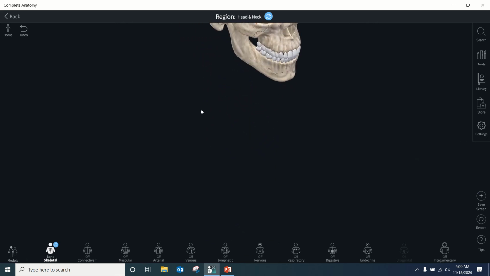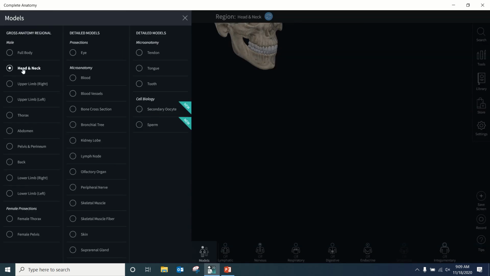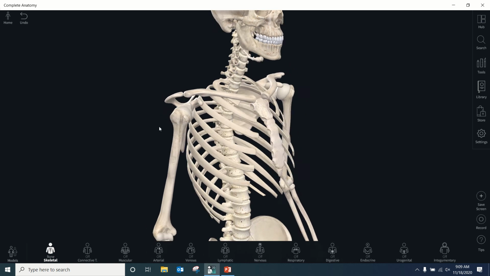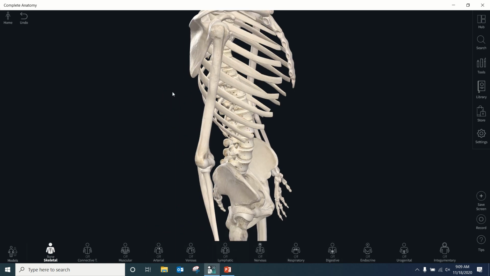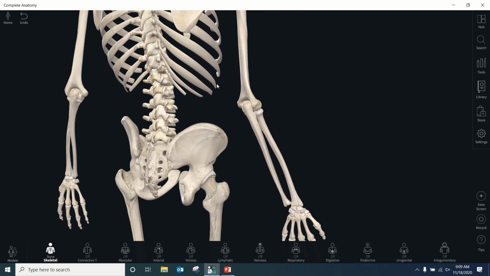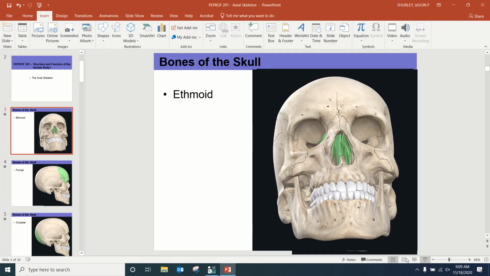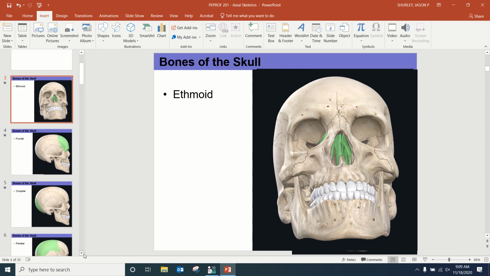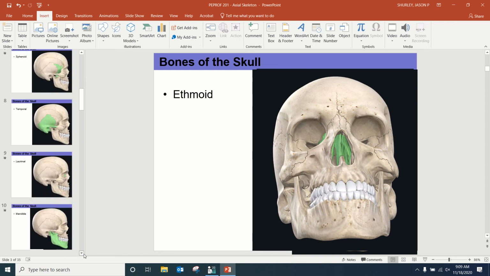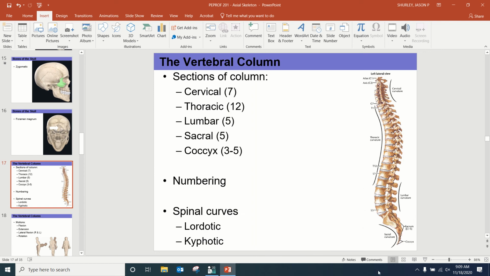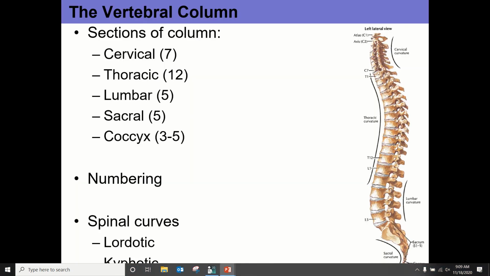And then I'm actually going to switch back to the whole body skeleton because I'm going to talk about the spine. All right, so pull him up a little bit, rotate him, so we'll look at his low back. Okay, and at this point I'm going to switch back over to my slideshow. And I'm going to click ahead through the bones of the skull and into the vertebral column.